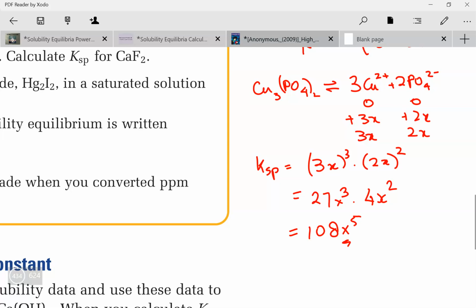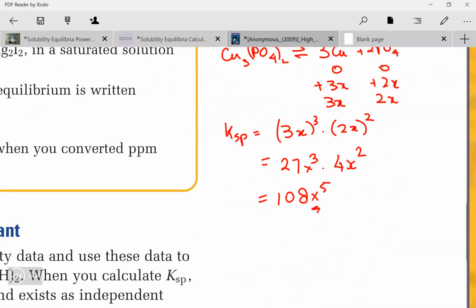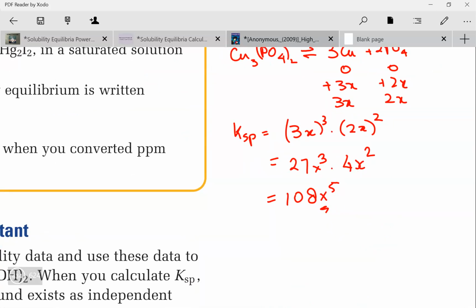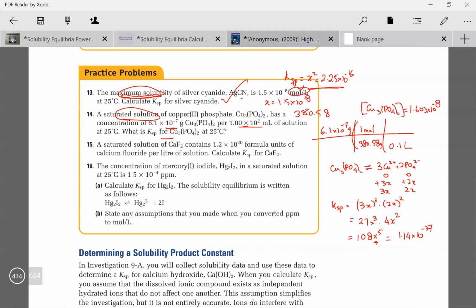But we already know what our x is. It is the maximum solubility at equilibrium, solubility at saturation, maximum solubility, molar solubility. All those things mean our x value, right? So our x value was 1.6 times 10 to the power negative 8. I'm going to raise that to the power of 5 and multiply it by 108, which gives me a KSP value of 1.14 times 10 to the power of negative 37. Wow, that seems very weird. Copper phosphate is 1.4 times 10 to the power of negative 37. If you check the back of the textbook, that is accurate, close enough.